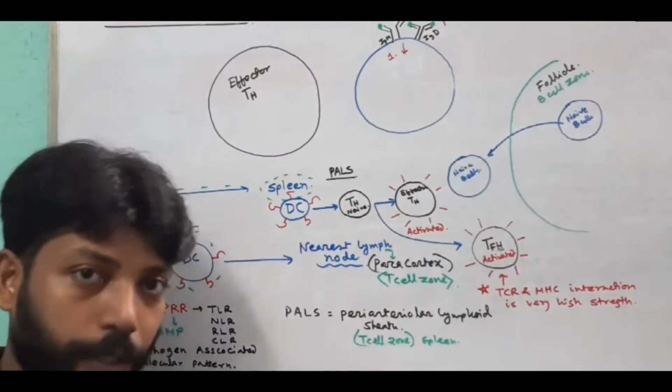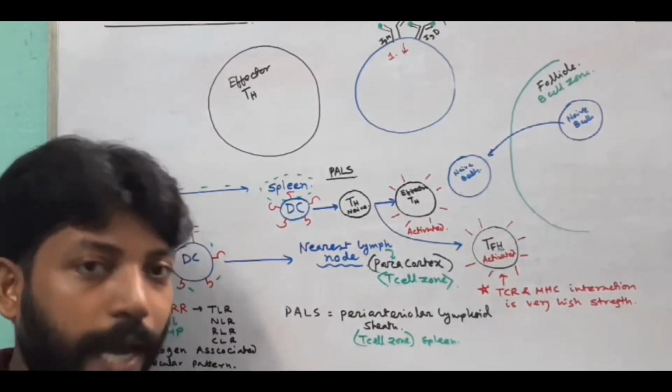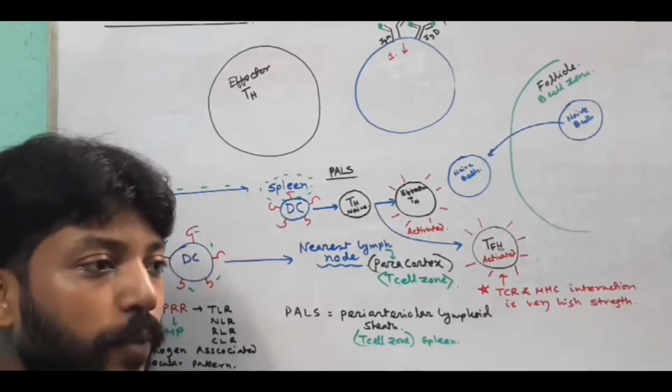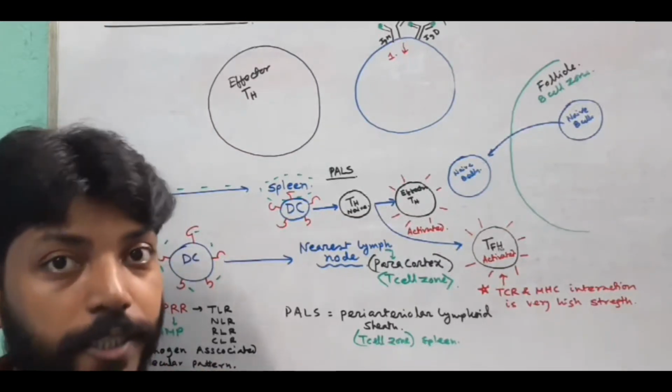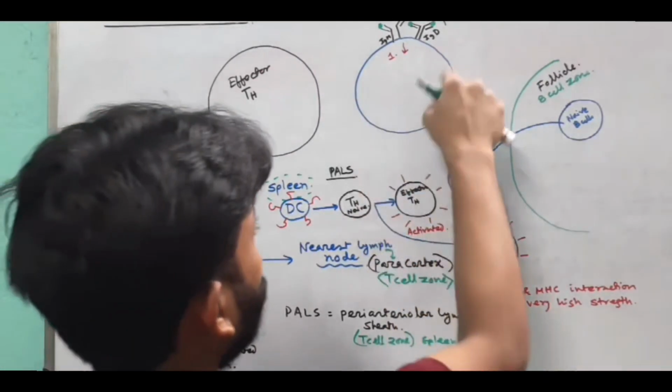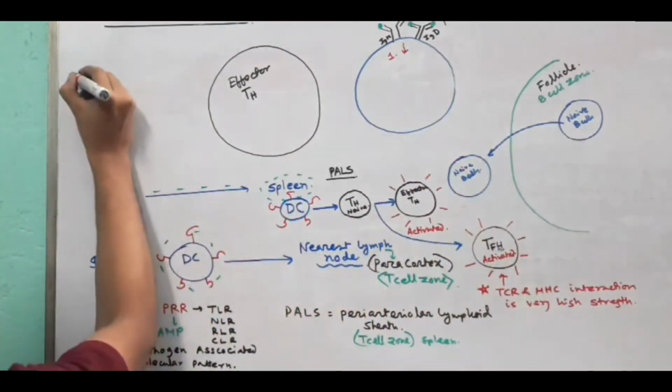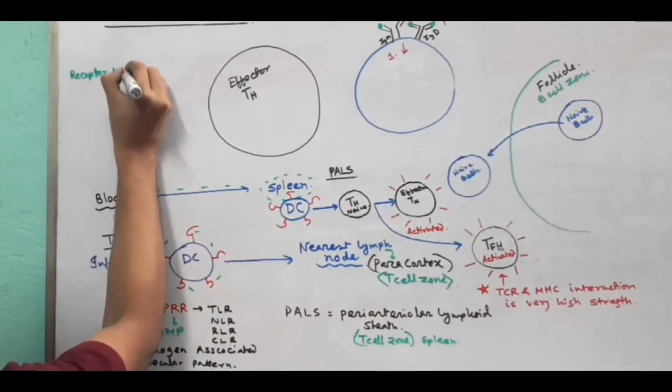When this antibody or B cell receptor attaches to the antigen or pathogen, it performs a process called receptor-mediated endocytosis. So these cells perform a mechanism called receptor-mediated endocytosis.